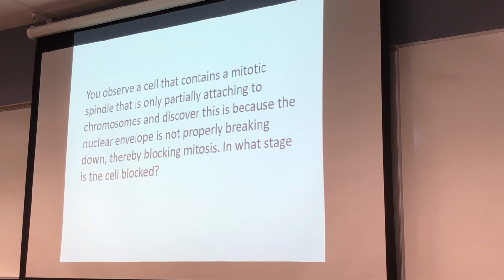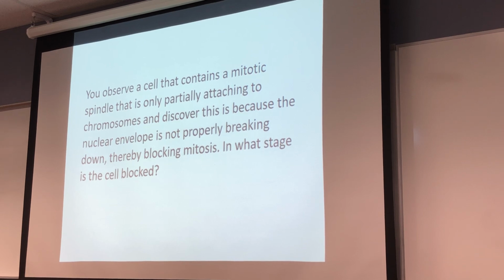You observe a cell that contains a mitotic spindle that is only partially attaching to chromosomes, so one end but not the other end. You discover this is because the nuclear envelope is not properly breaking down, thereby blocking mitosis. In what stage is the cell blocked? Metaphase? In order to be at metaphase, it needs to bind properly, right? Here it is not binding because the nuclear envelope is not properly breaking down. There is no nuclear envelope breakdown. So in which stage is the cell blocked?